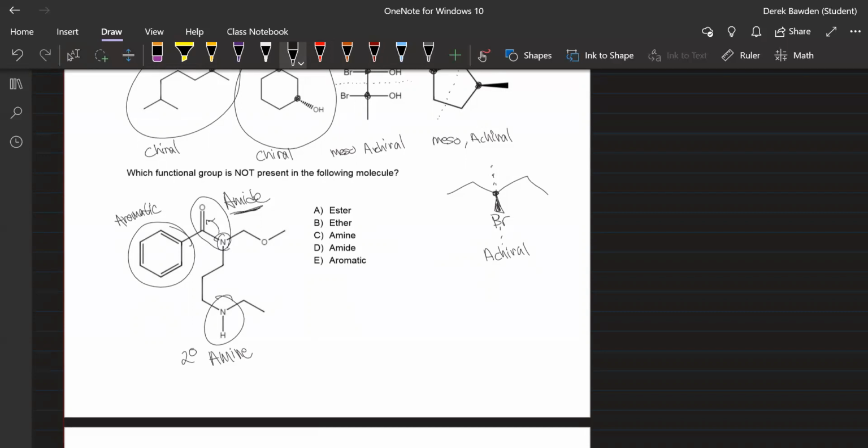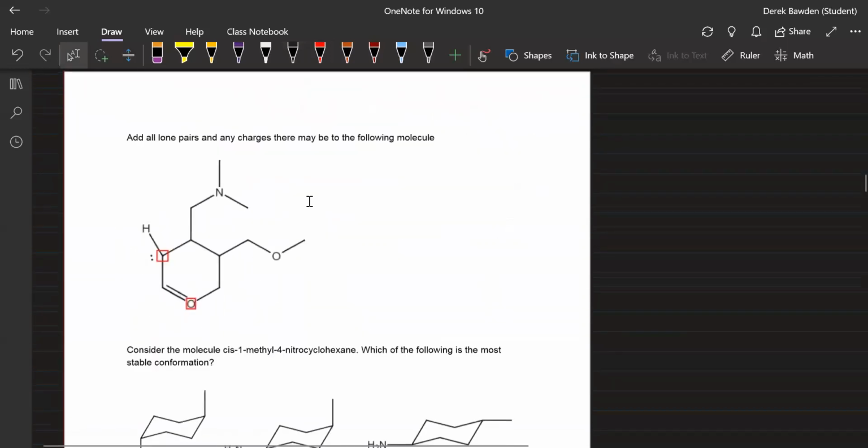Okay. And any other functional groups? Ether. Perfect. This is an ether. All right. So which functional group is not there? Ester. Beautiful. Thank you for the participation on that one, everybody.